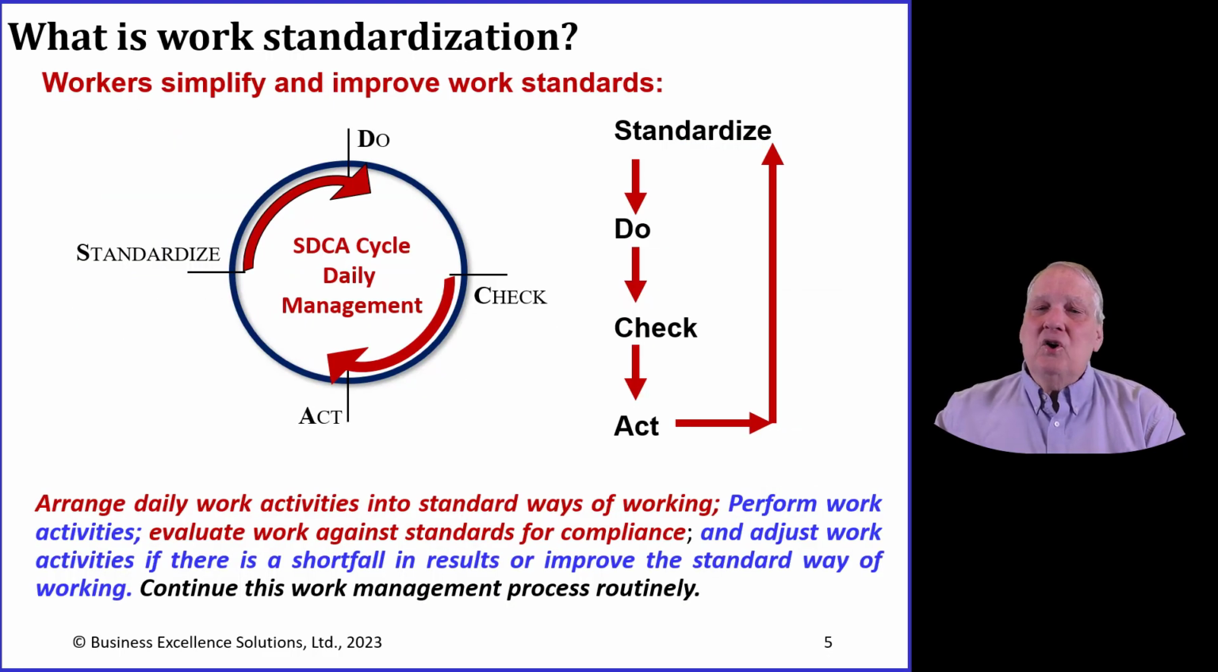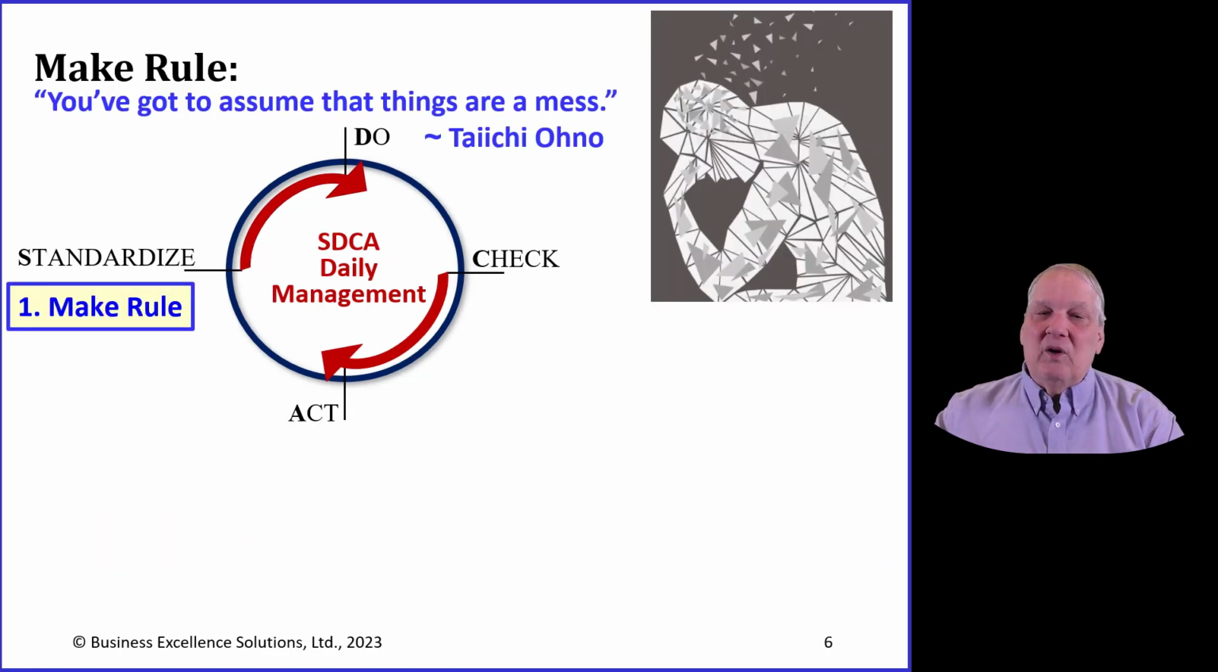Now, work standardization applies to this SDCA cycle. What we want to do is arrange work activities into standard ways of working and then evaluate the work against the standards in the check step to ask, are we actually complying? And we continue this work management process routinely in how our organization works. So the very beginning is we make a rule. You've got to assume that things are a mess. That's what Taiichi Ohno says. So we're dealing with dirty data in messy processes. You have to assume that it's a mess. So we have to first make the rule.